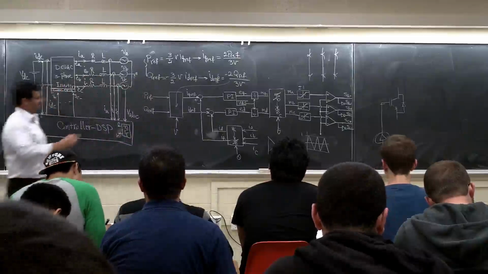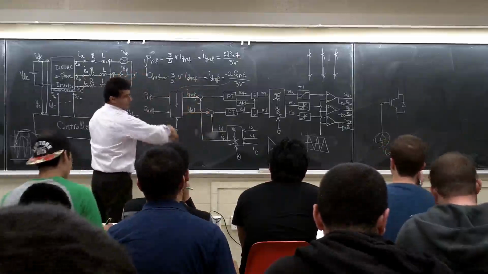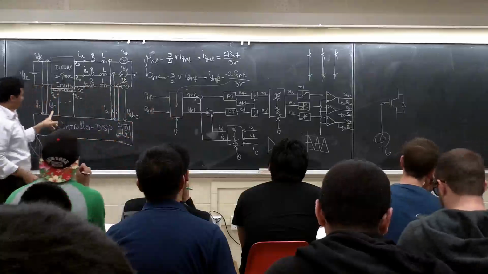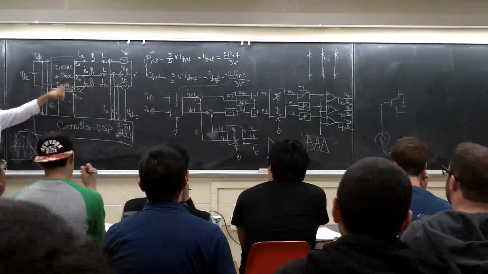See, this is the control box. Let me put it here. This is all in the control system. So those signals are going to come out here and go to this inverter, the power cell. This is the control.